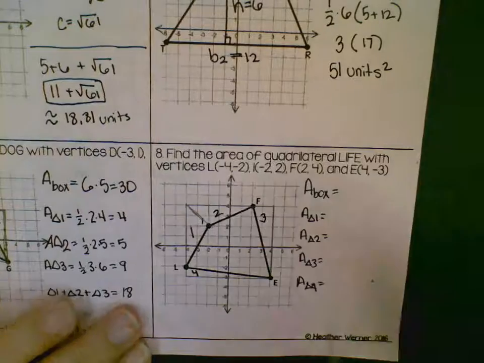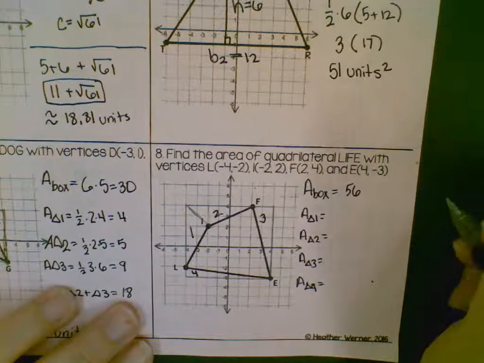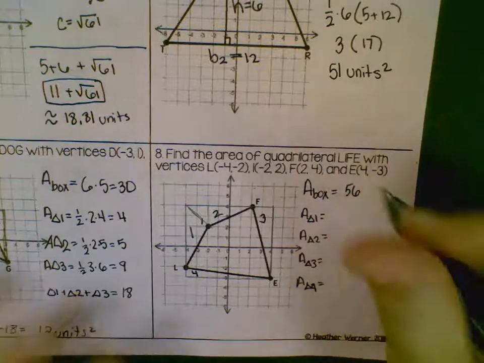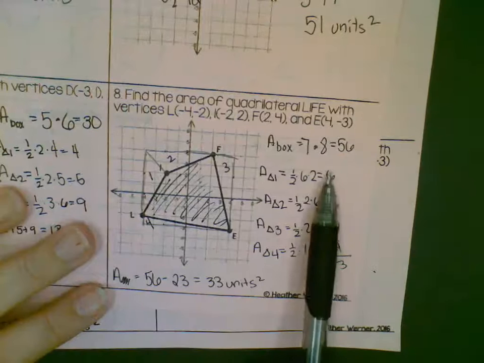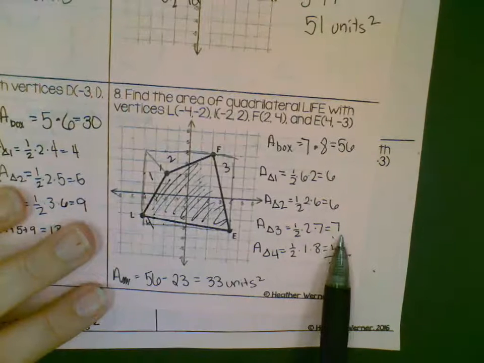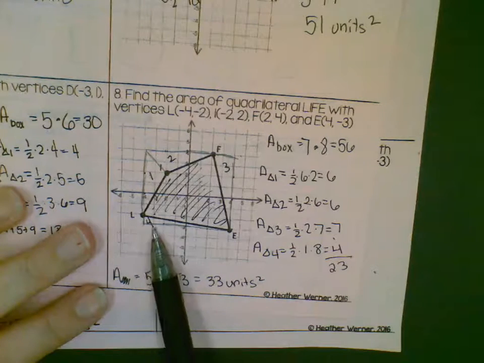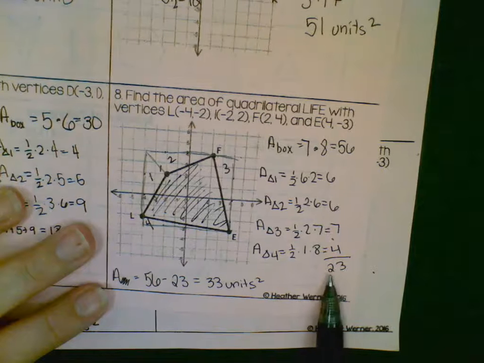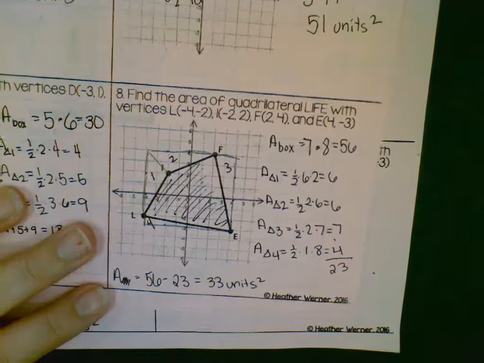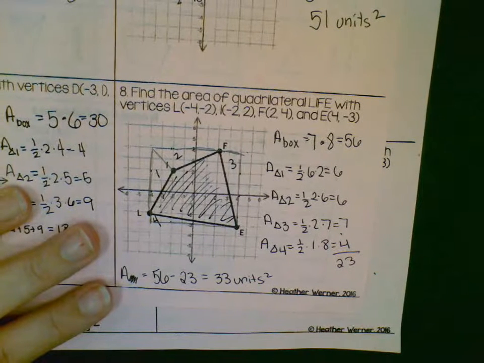Okay, so for our box we had 56, or 7 times 8. Triangle 1, here, let me just show you my calculations. Okay, triangle 1 was 6, triangle 2 was 6, triangle 3 is 7, triangle 4, that weird skinny one, is 4. So all of our triangles added up to be 23. And that means our whole weird shape here is 33 units squared.